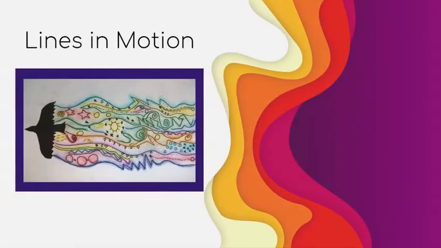Lines in motion. In this part of the video, we're going to go over our I can statements as well as the elements that will go into this artwork. Our I can statements for the week are: I can draw and name different types of line, and I can make a symmetrical or asymmetrical silhouette.